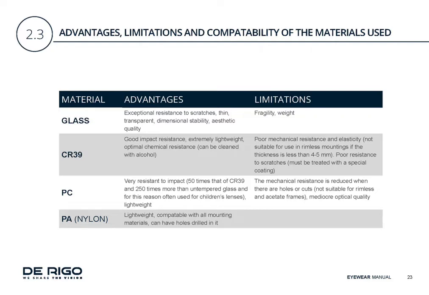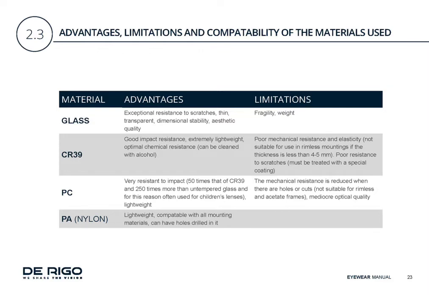The advantages of CR39 are that it has good impact resistance, is extremely lightweight, and has optimal chemical resistance, so it can be cleaned with alcohol. The limitations are that it has poor mechanical resistance and elasticity, which makes it not suitable for use in rimless mountings if the thickness is less than 4 to 5 mm. It also has poor resistance to scratches, so it must be treated with a special coating.